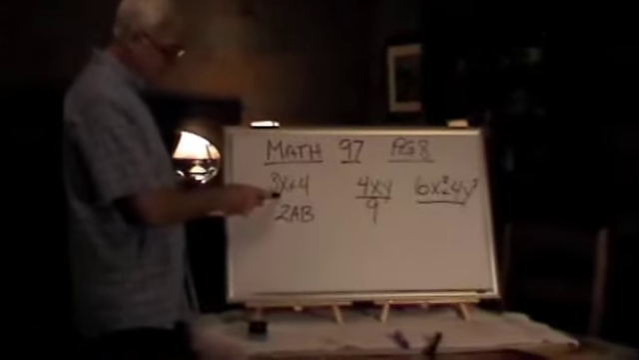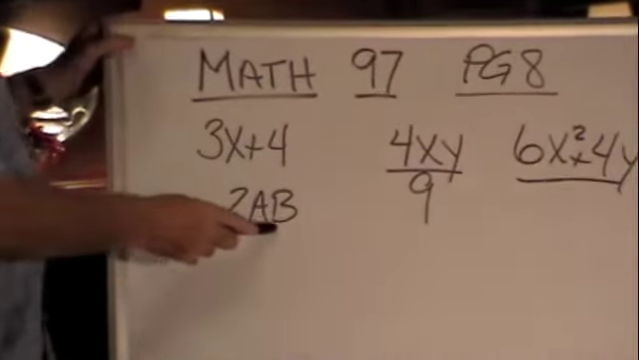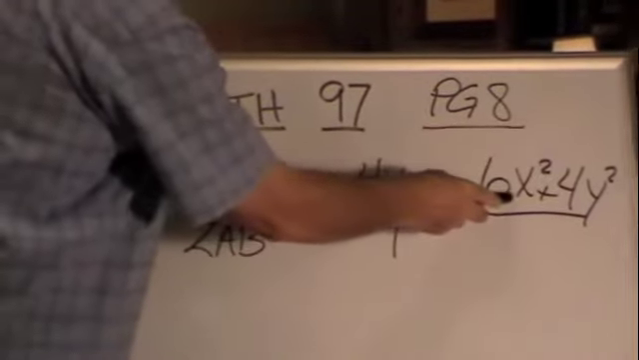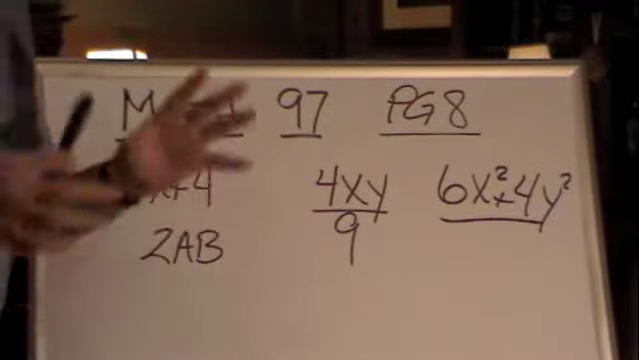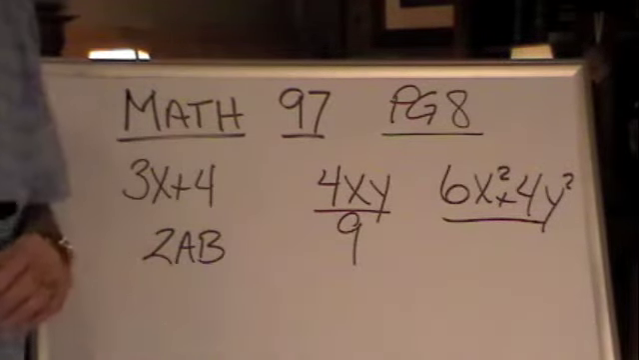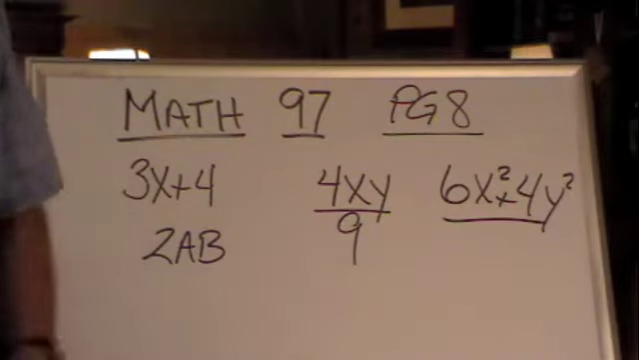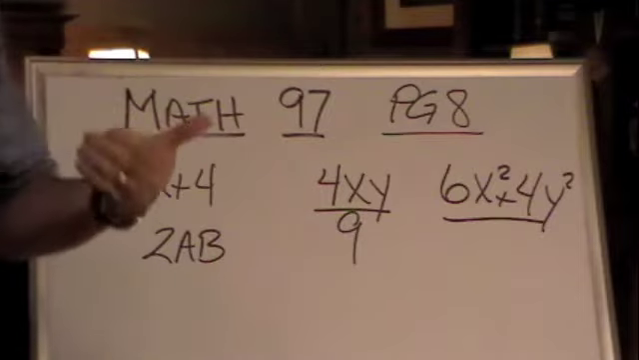We have something there on page 8, 3x plus 4. Also, we have a 2ab. We've got a 4xy over 9, a 6x squared, and a 4y squared. And they want to know which ones are a single term. Only one term. That doesn't make any sense, does it? But that's algebra. They invent this so they can have mathematicians to pay high dollar that are confused.